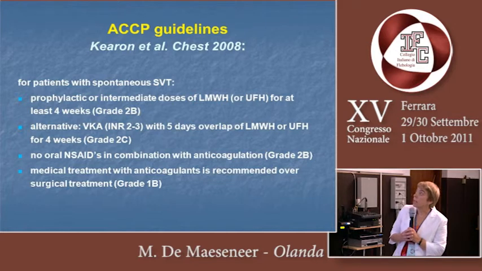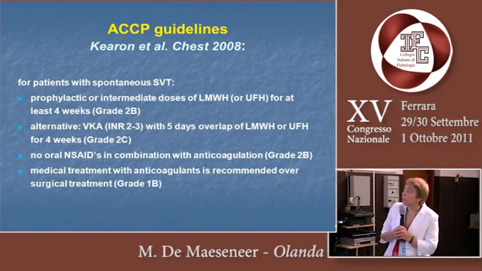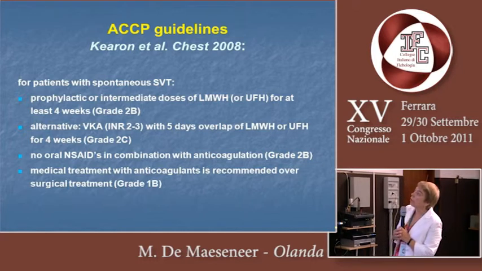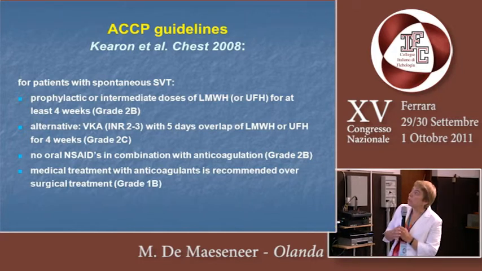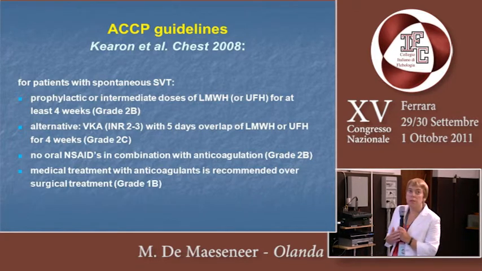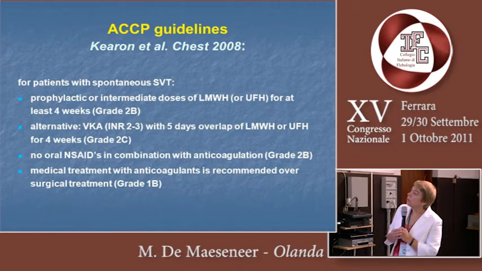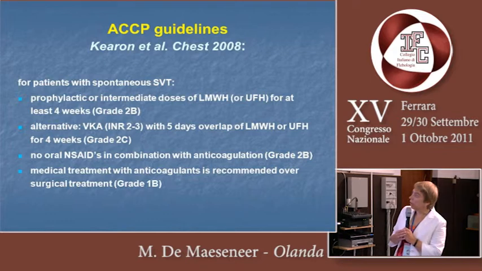Comparable advice is given by the ACCP guidelines. Also, they recommend prophylactic or intermediate doses of low molecular weight heparin for at least 4 weeks. But you see, it's not really a recommendation, it's rather a suggestion, because it's a grade 2B, and vitamin K antagonist, grade 2C, can also be given as an alternative. If you want to treat a longer period of time, it's more logical. If you want to treat, for instance, 3 months, then you will use these oral anticoagulants.